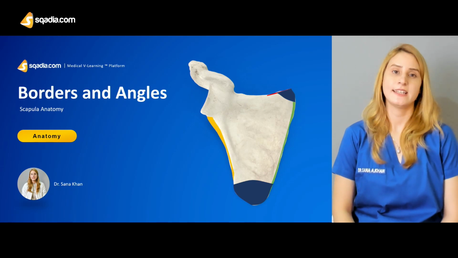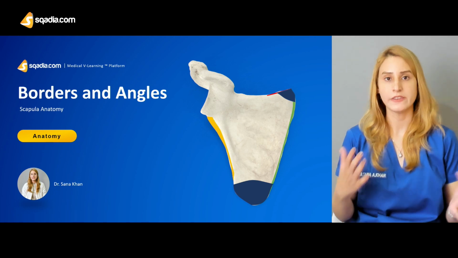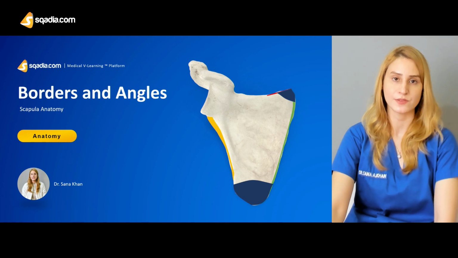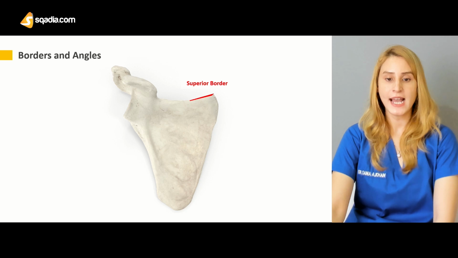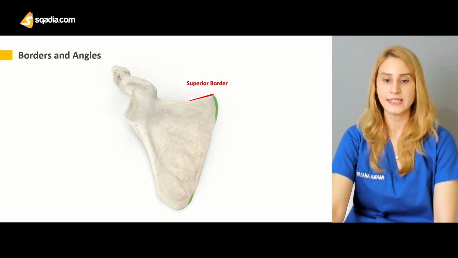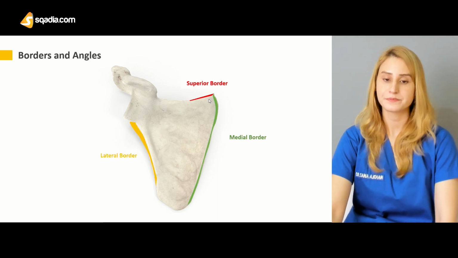Regarding the borders and the angles of the scapula, we already talked about that. The scapula has got three borders and three angles, and we'll discuss the significance of the angles and the borders. Okay, so we have three borders. One is the superior border, then you have the medial border, and then you have the lateral border.